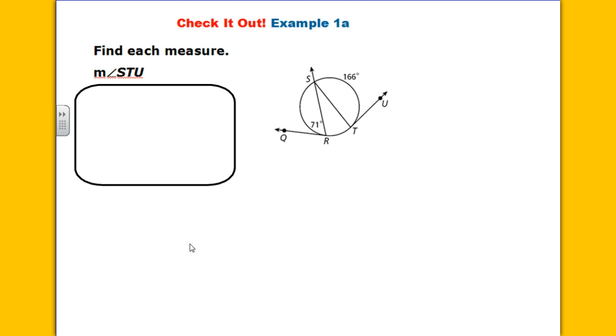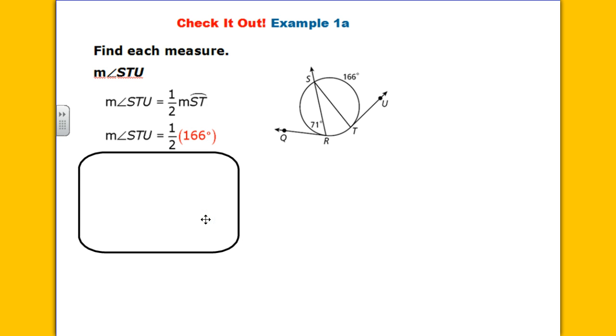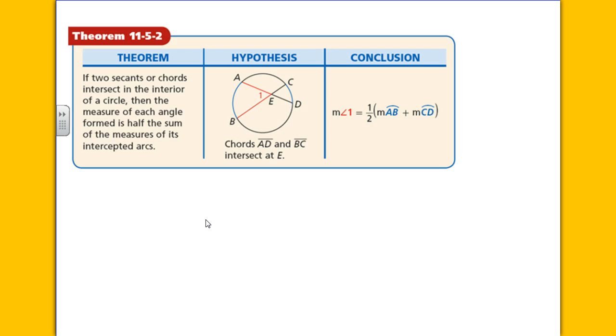Good. Can you find the measure of STU? All right. Don't forget to pause, come back when you're ready. And we have this arc ST, 166, so you know that this angle STU is going to be half of that, right? And so we can substitute our known values. Half of 166 is 83 degrees.